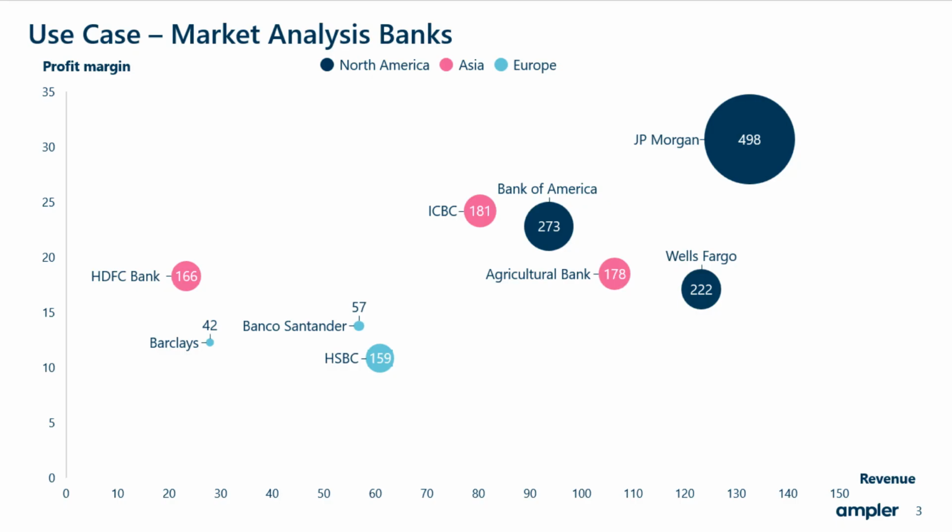As we can see, JP Morgan's revenue, profit margin, and market cap is much larger than any other bank in the world. Further, American banks in general have a larger market cap, as seen by the bigger bubbles. European banks, on the other hand, have smaller profit margin, revenue, and market caps as indicated by the size of the bubbles and their position on the y and x axis.